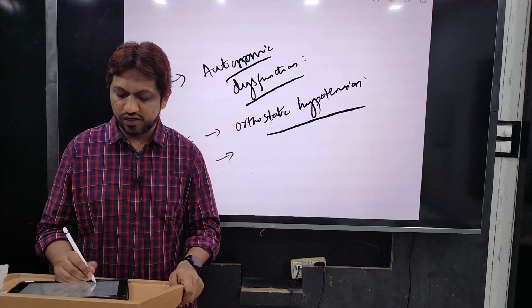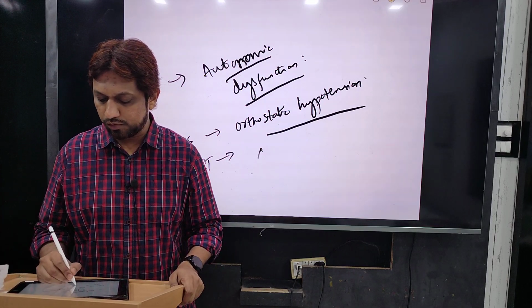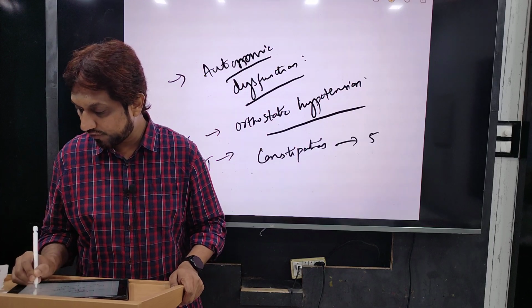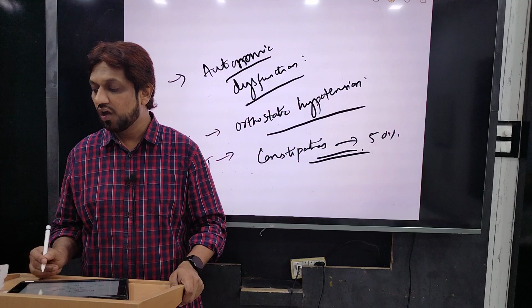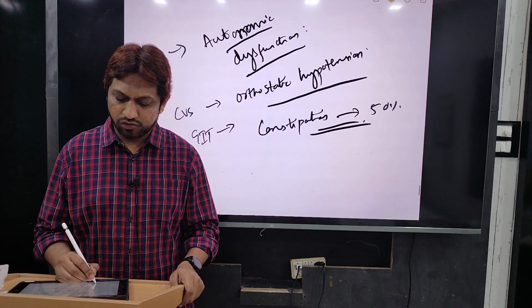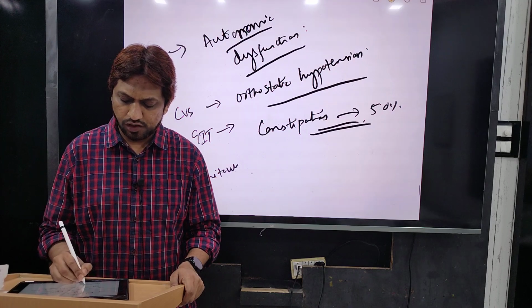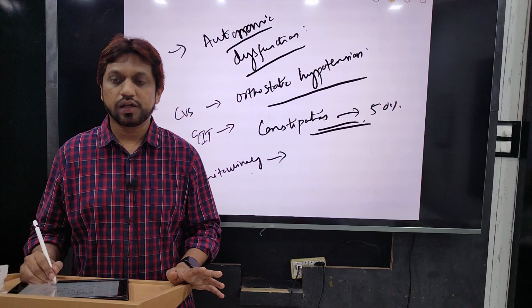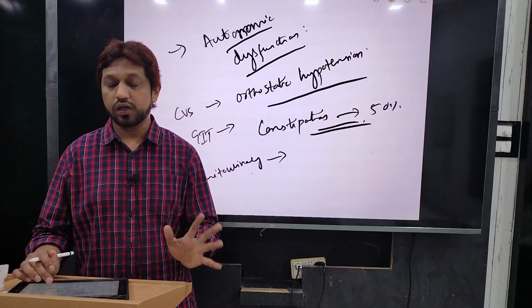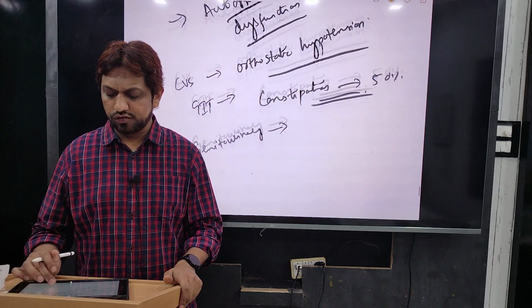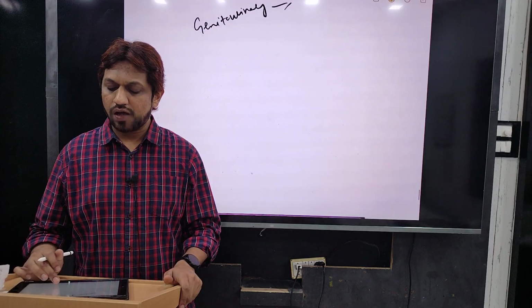Then in the GIT problems, one of the most important ones is constipation. Nearly 50% of the people suffering from this disease have constipation. Even genitourinary symptoms like urine dribbling can be seen. So these autonomic dysfunctions are also seen along with the motor symptoms. Okay, so this is all about the signs and symptoms of Parkinson's disease.